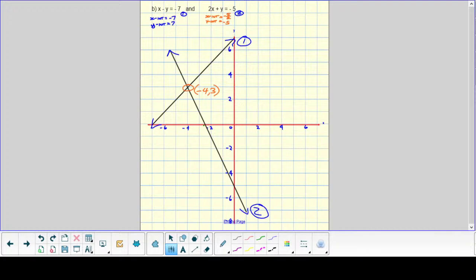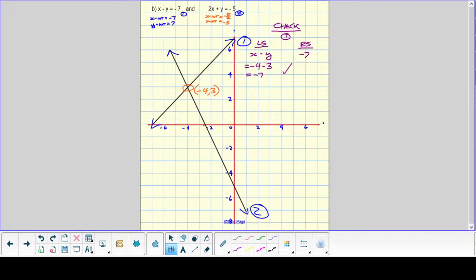But this is just a guess. So let's do our left side, right side checks. For equation 1, left side, right side: x minus y equals minus 7. Minus 4 minus 3 equals minus 7. That one worked. That means minus 4, 3 is on line number 1.